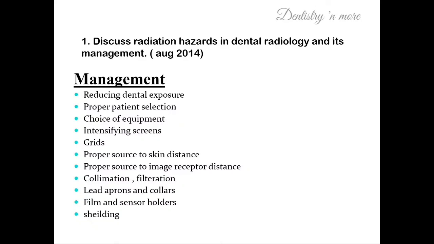Then the choice of equipment, followed by the intensifying screens and grids that are utilized, and the proper source to skin distance, which I'll explain in the following slides. How much distance is required, and how far the patient and the operator should stand, followed by the proper source to image receptor distance. The collimators and filters also play an important role in reducing radiation exposure. To reduce exposure for the patient, we always advise them to wear lead aprons and collars, and use film and sensor holders and shielding. Shielding can be done for the patient with the help of lead aprons, and in radiograph rooms, we place wall mounted lead or lead shields to protect the operator from the X-ray exposure.